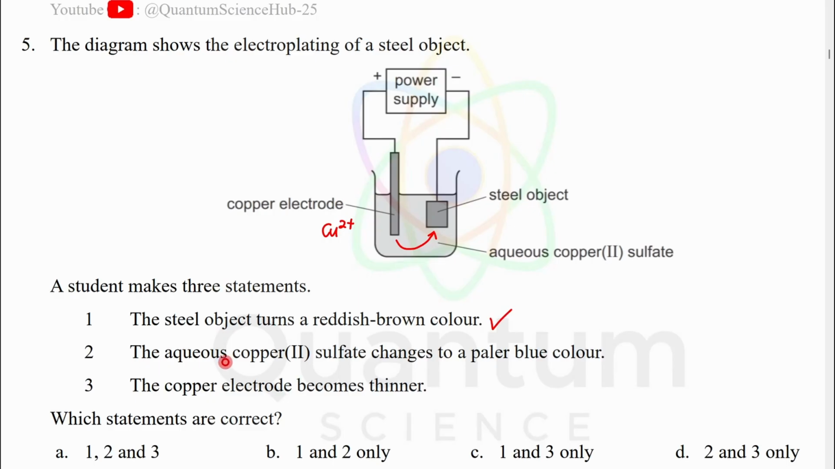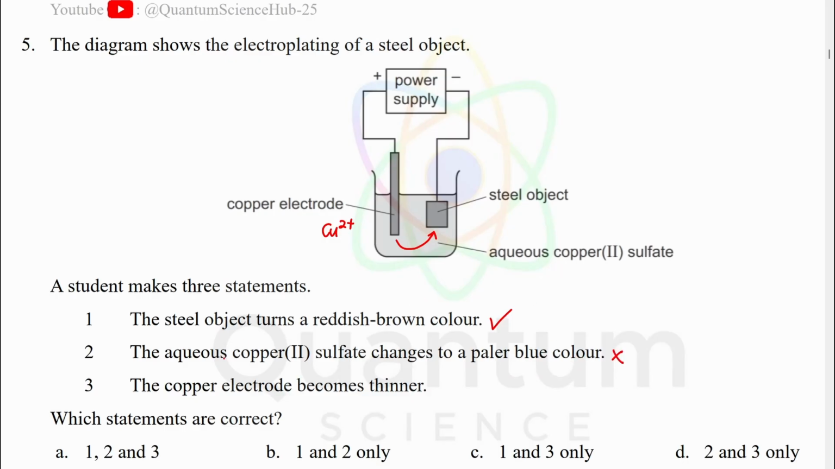Statement 2. The aqueous copper(II) sulfate changes to a paler blue color. Okay, so as we know, the copper ions are just moving from anode to cathode. So that means the concentration in this electrolyte is still the same. There is no change, right? So since there is no change, that means the color is still the same as the original color. So the color will not change to a paler blue color, right? So statement 2 is wrong.